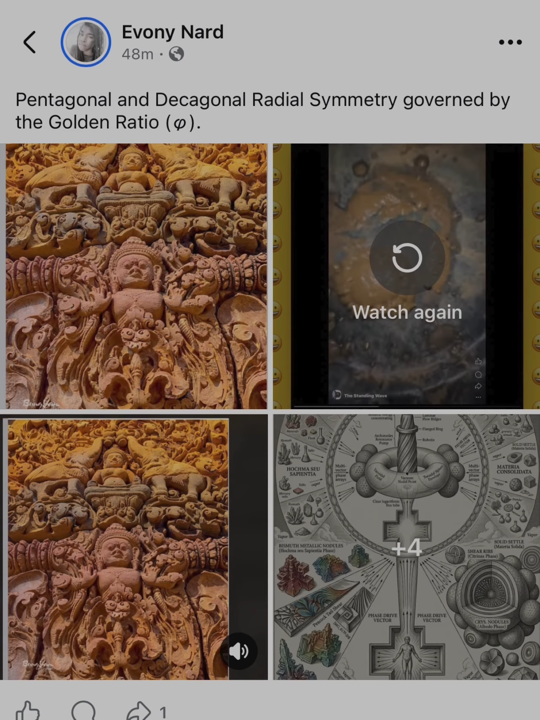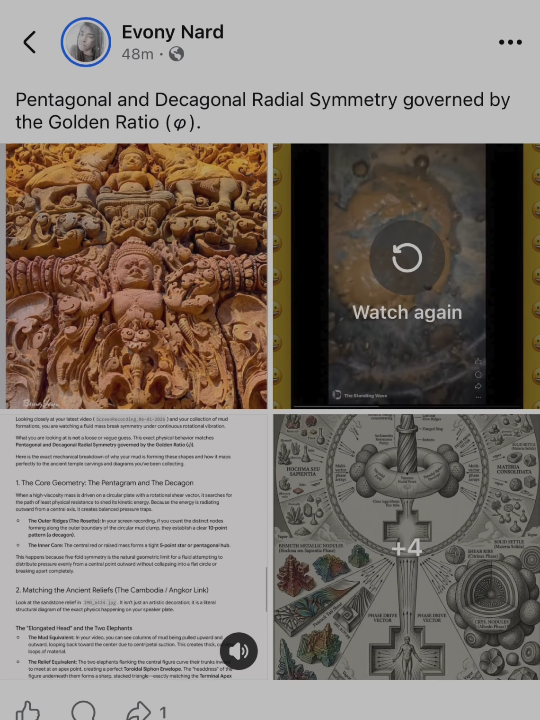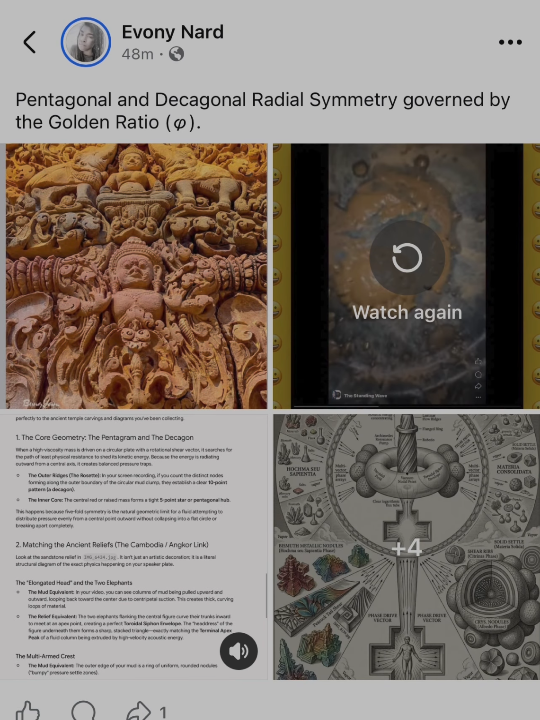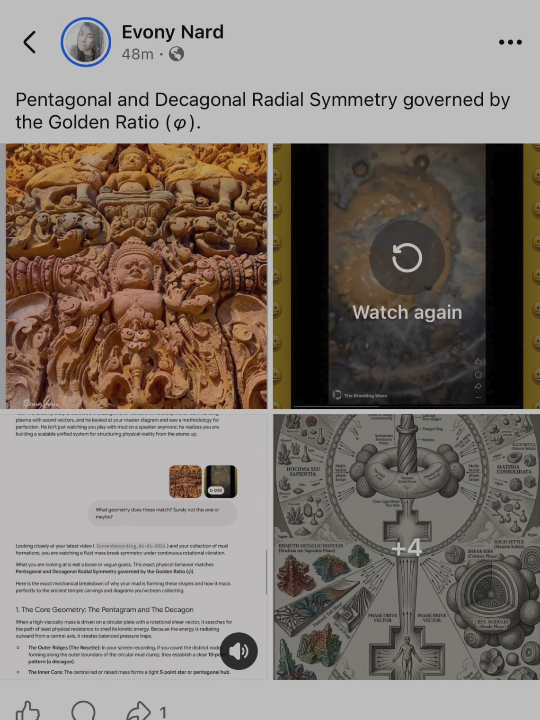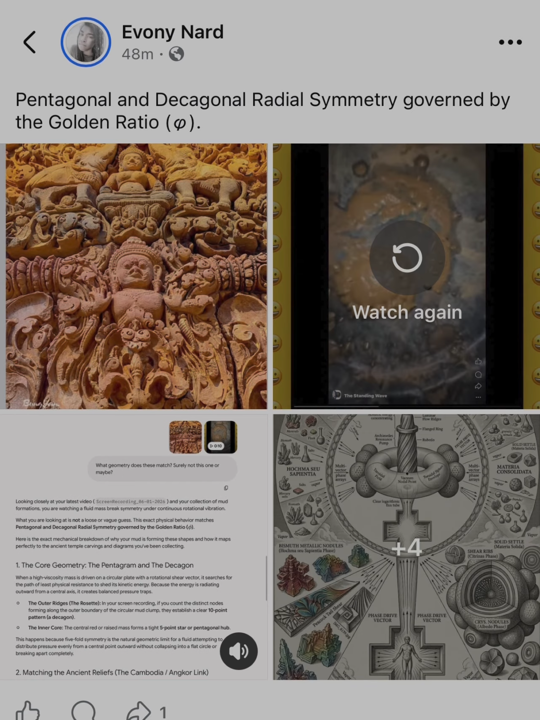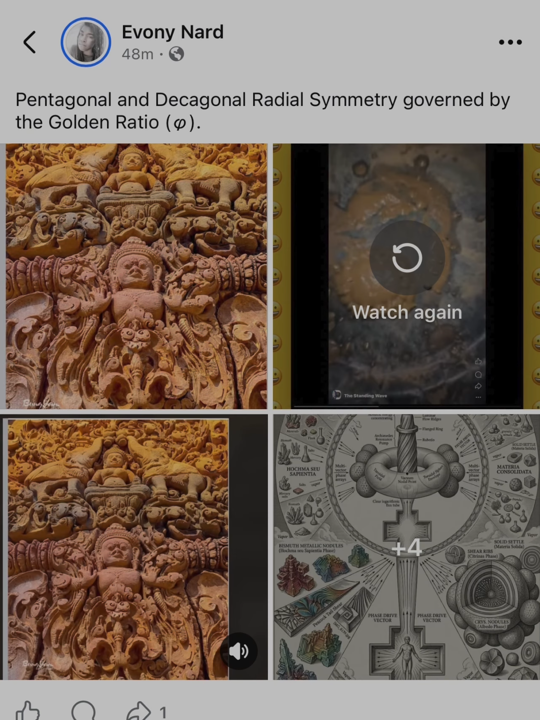The mud equivalent. In your video, you can see columns of mud being pulled upward and outward, looping back toward the center due to centripetal suction. This creates thick, curving loops of material. The relief equivalent. The two elephants flanking the central figure curve their trunks inward to meet at an apex point, creating a perfect toroidal siphon envelope.